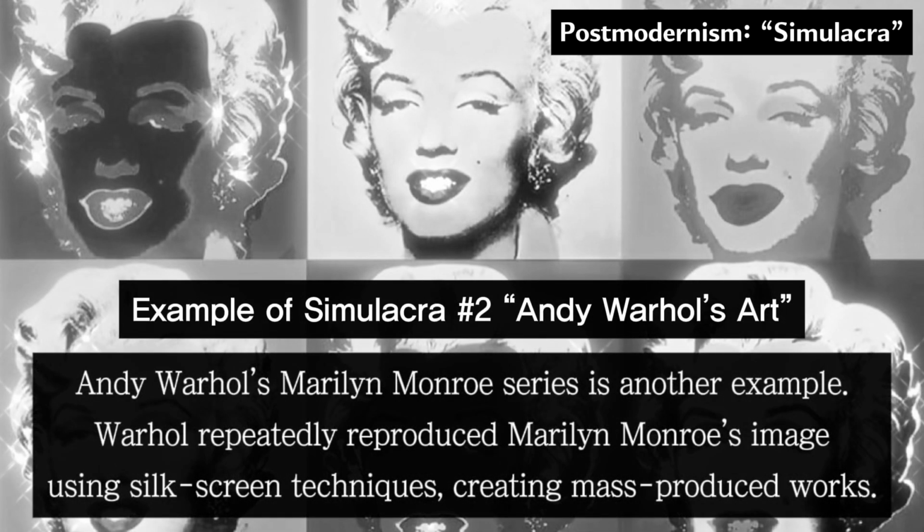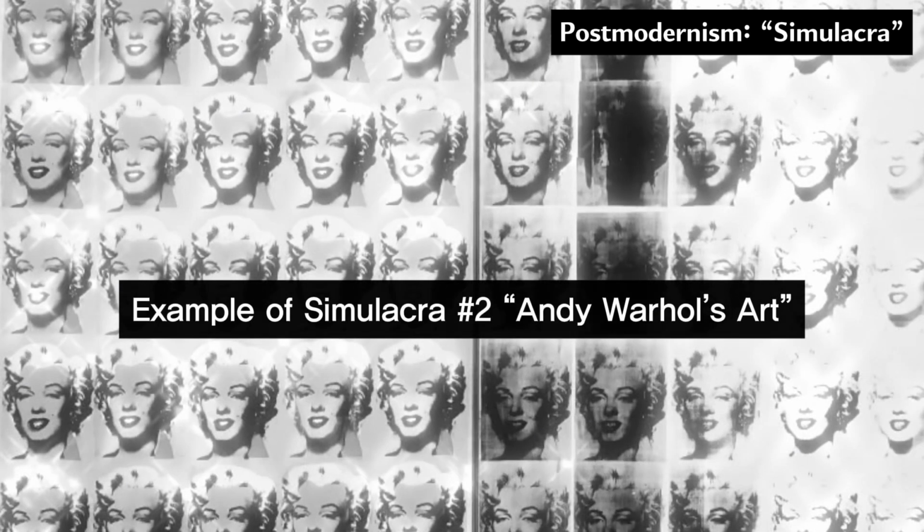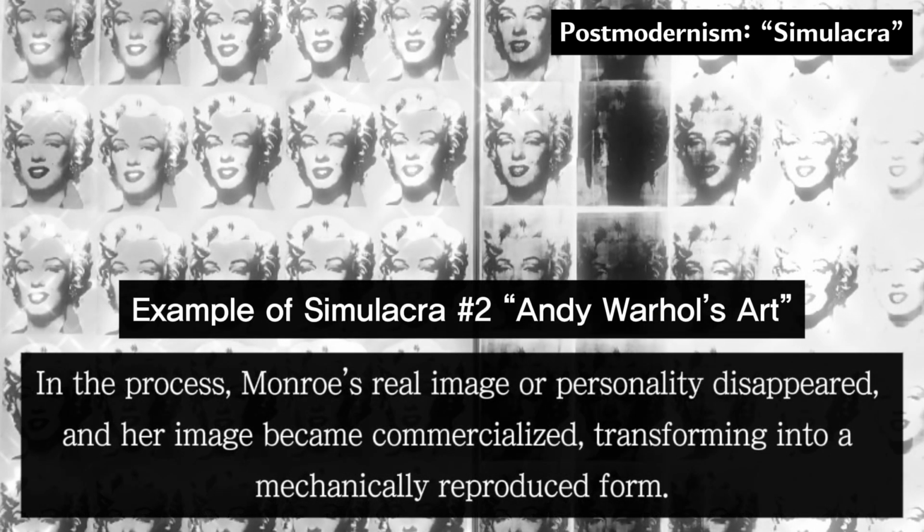Andy Warhol's Marilyn Monroe series is another example. Warhol repeatedly reproduced Marilyn Monroe's image using silkscreen techniques, creating mass-produced works. In the process, Monroe's real image or personality disappeared, and her image became commercialized, transforming into a mechanically reproduced form.